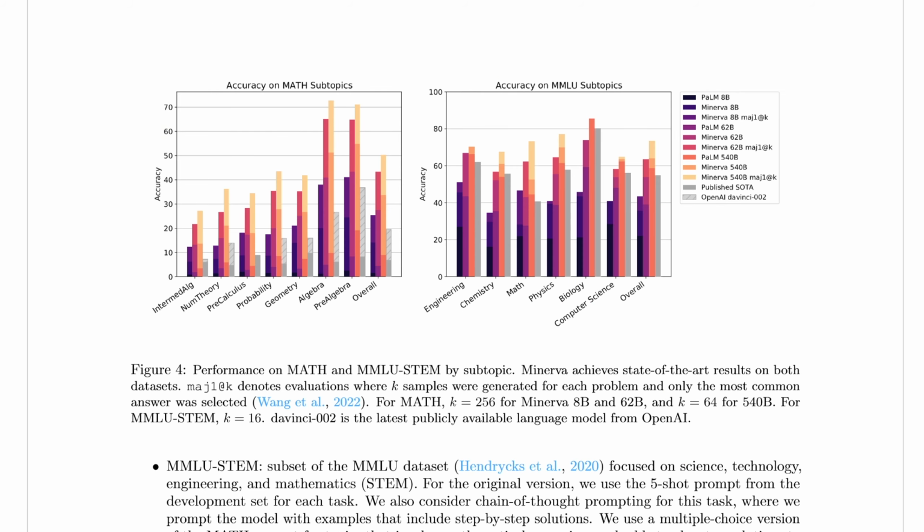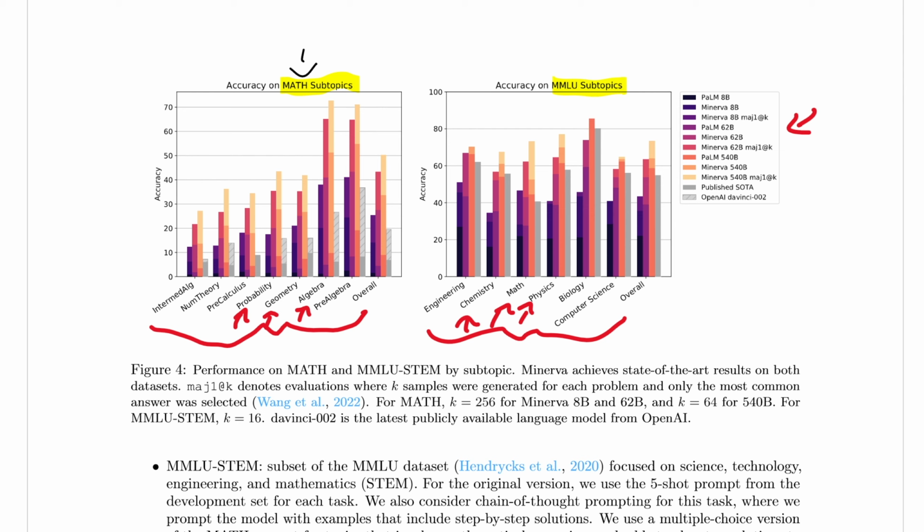Here's the results. So what are we seeing here? First we have accuracy on math subtopics, and then on MMLU subtopics. You can see that the math data set and the MMLU data sets are each split up into different categories, which we can see down here. This is a mix of math related areas like probability, geometry, algebra, and then in MMLU, we have chemistry, math, physics, and so on. What we're able to see here is a comparison between PaLM and Minerva, and different versions of both, and also a different baseline from OpenAI. So there's a lot going on here. Let's go through these one by one.